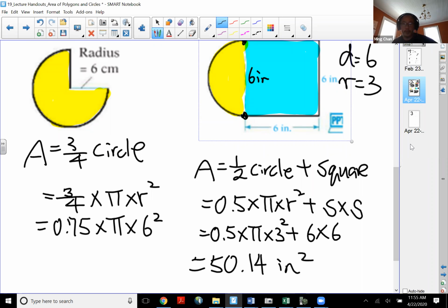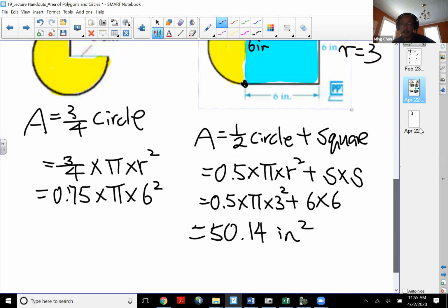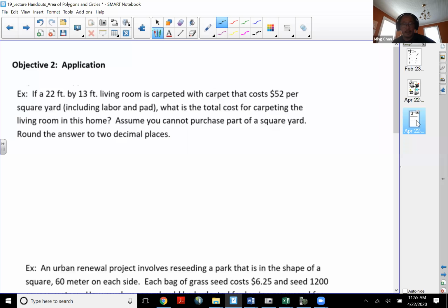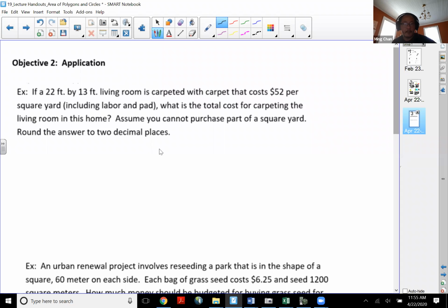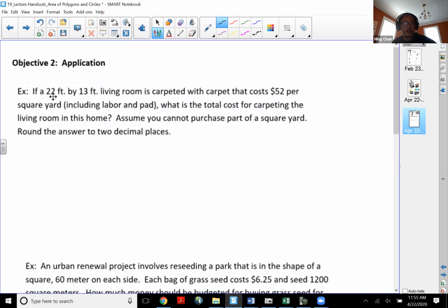All right, let's try some application problems. Some of these are pretty easy. Some of them are a little bit tricky. So this one says, if a 22 feet by 13 feet living room, so by the dimensions, you know the living room is a rectangle, is carpeted with carpet that costs $52 per square yard, including labor and pads, what is the total cost for carpeting the living room in this home, assuming you cannot purchase part of a square yard?